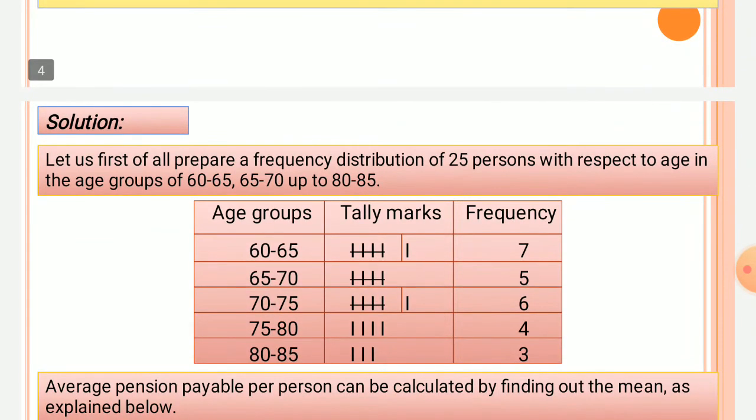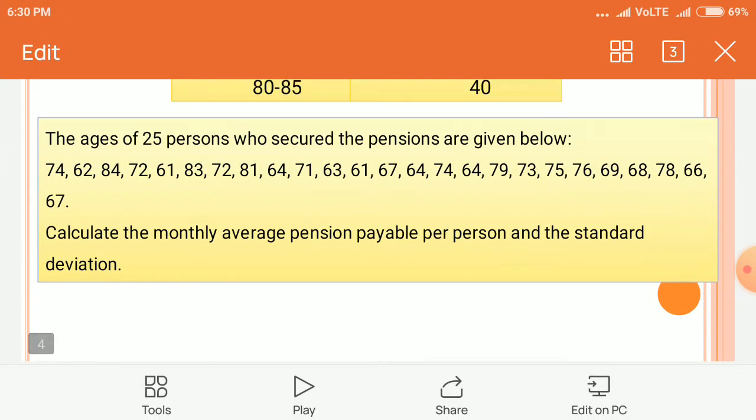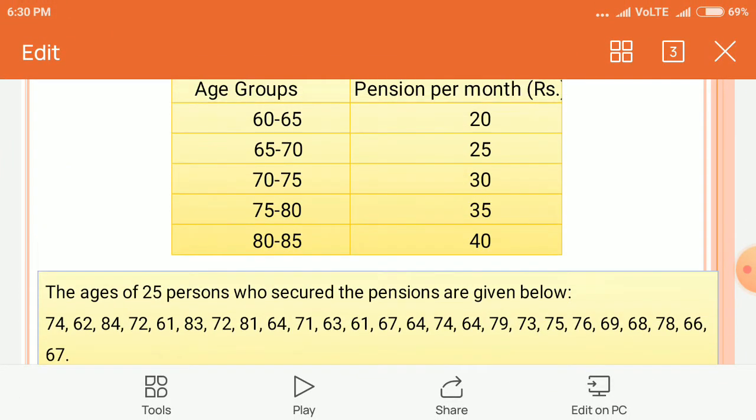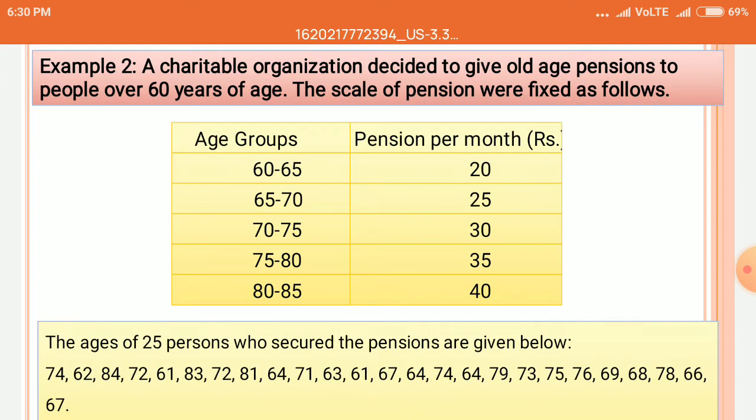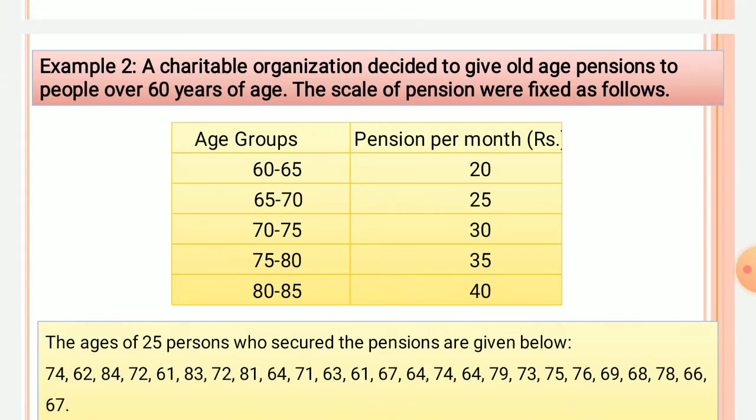So let us see. In this problem the age group is given, meaning the class interval is given, and pension per month values are given. Pension per month means rupees, the values are given, but the frequency is not given here, that is, the number of persons is not given. We have to calculate the frequency or number of persons through tally marks.